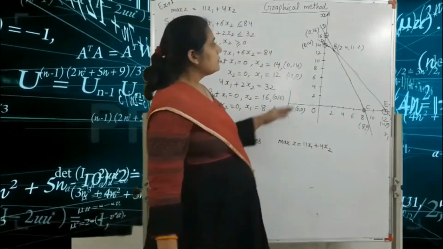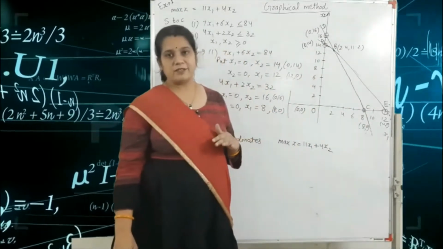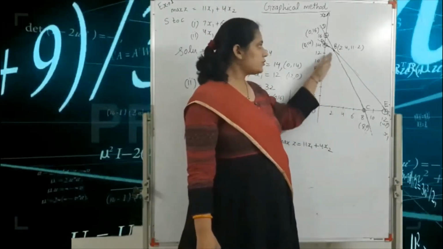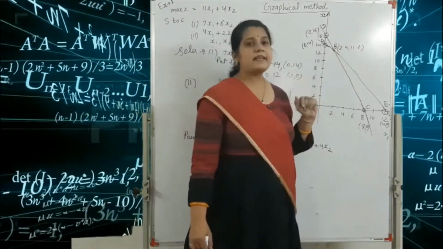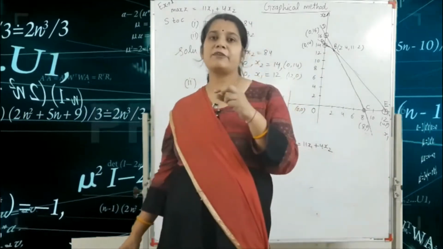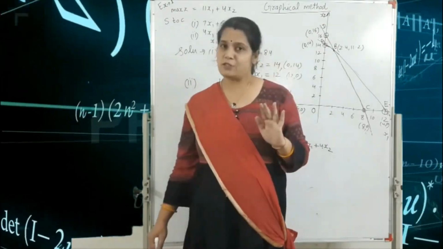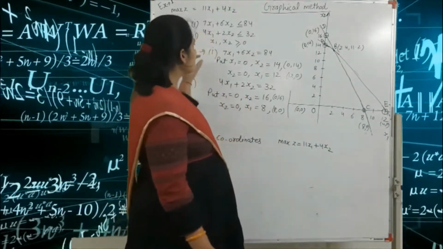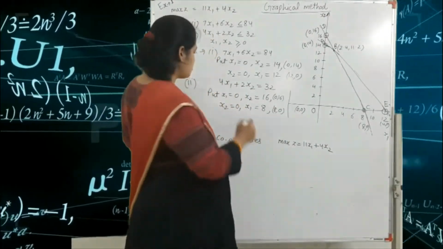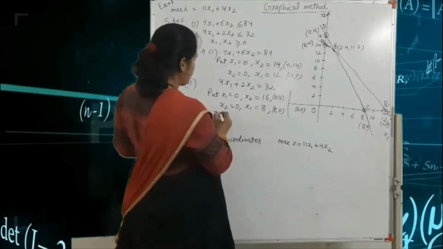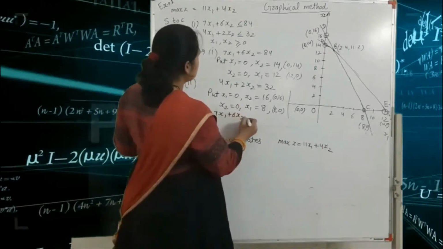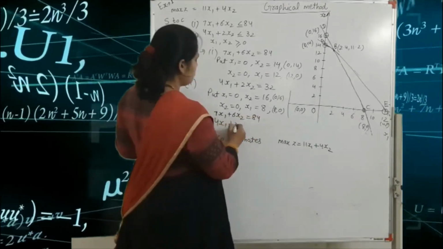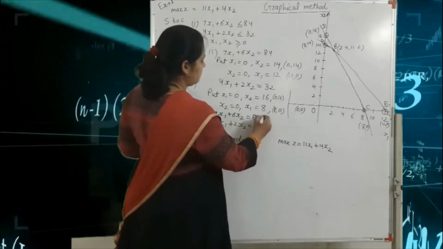Okay, so here one point is the intersection point. You can write the value of this intersection point according to your graph, but if you read it from your graph, there is some difference in decimal places. So the best option is that you solve both the equations, that means 7x1 plus 6x2 is equal to 84 and 4x1 plus 2x2 is equal to 32.